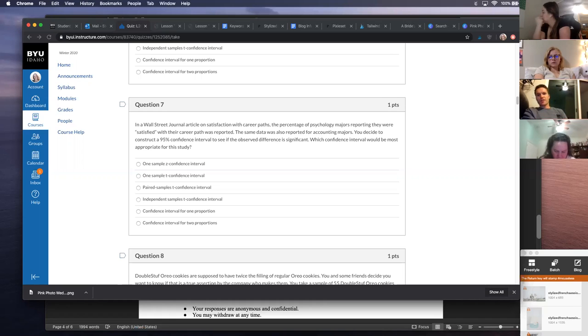Well, it's actually going to be qualitative in this case, because you want to focus on the actual data. The reporting is satisfied or unsatisfied. So then it's a confidence interval for two proportions. We're on the proportion side, and yeah, that's the right one. See, that's where I always get tripped up. I see percentage and I'm like, oh, numbers.